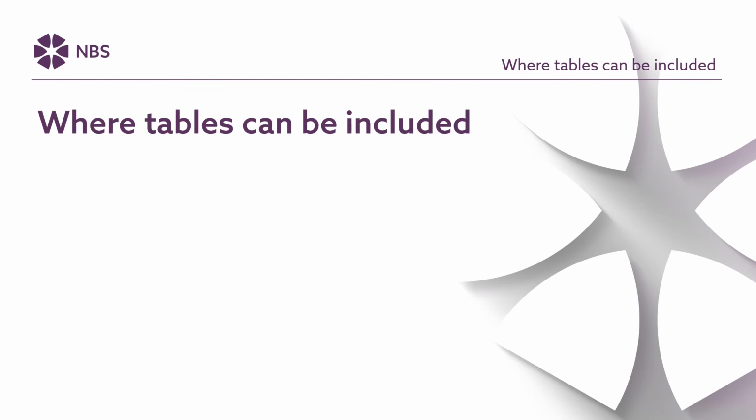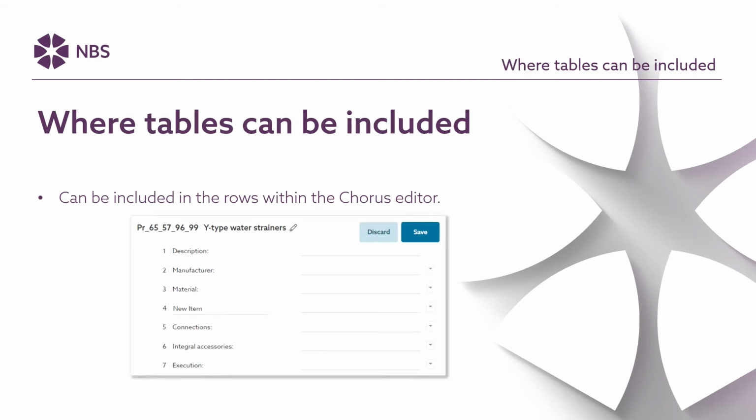So, where can tables be included? Tables can be included within the body of your specification. They can be included in row title and row value style rows. These rows are also referred to as name and value style rows and also as value pair rows. And by this, I mean rows with a row label on the left and a row value field on the right, similar to the example you see on screen at the moment.